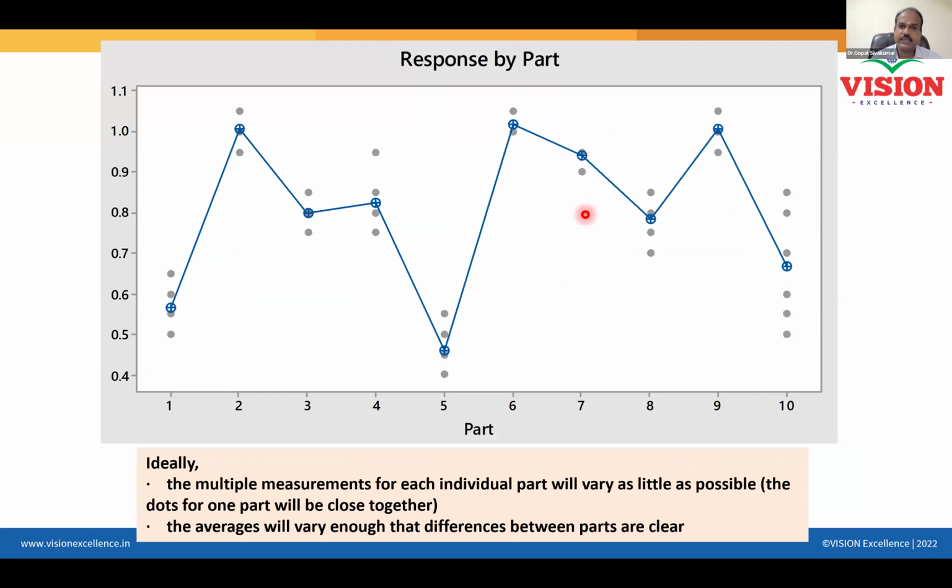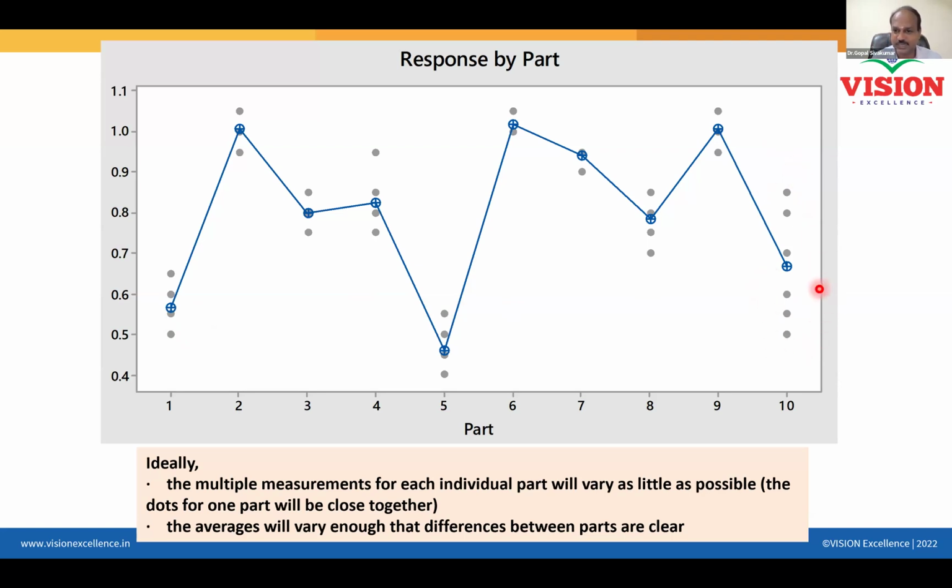Now, what is this? Part-wise response. How many parts did you select? 10 parts. And every part was measured by 3 operators, 3 times each. Every part will generate 9 readings. But all 9 readings are generated from the same part. That means all 9 readings, you can expect them to be the same. But actually in reality, look at how your measurement system is generating.